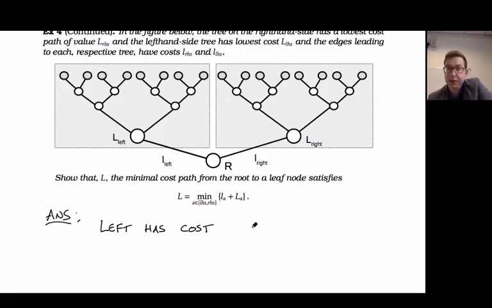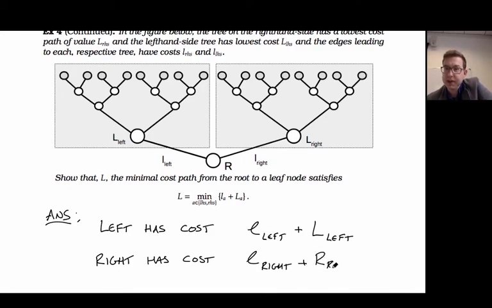So do you believe me that it's little l left plus capital L left? Does everyone agree with that? And right has a cost. Well, it's the same thing. It's the cost of moving right plus the cost of being at the place I arrive at, L right. Oops, told you I make typos.